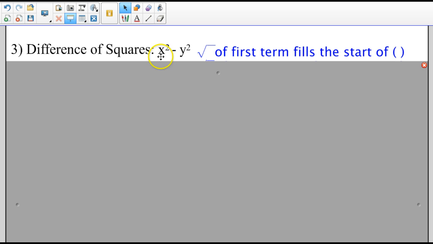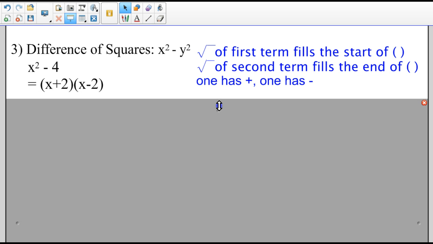Next common form that we see, difference of squares. That is, there's a squared value minus a squared value. Difference, of course, means subtraction. Squares means two things that are squares. And essentially, again, pretty simple. I went with a very simple example, x squared minus 4. What starts our brackets is the square root of the first term. So the square root of x squared is the x. The square root of the 4 is 2. One is added, one is subtracted.